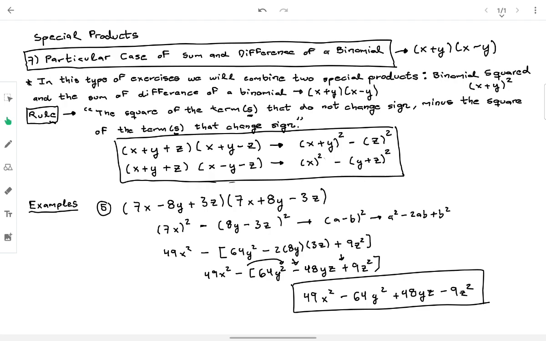So now you are done for today. We can do the activity that is called particular case of sum and difference of a binomial. So we will see it on the next topic.